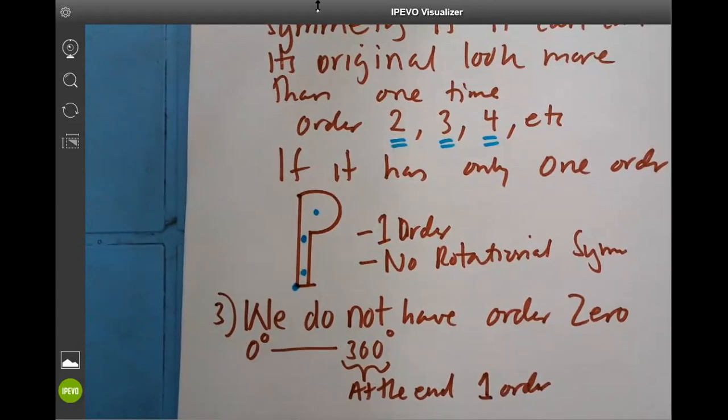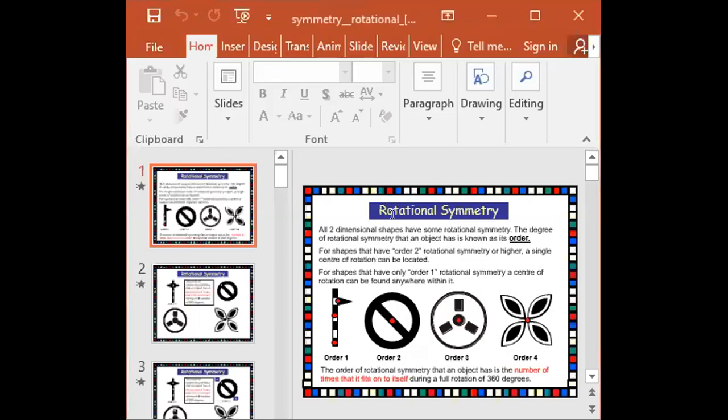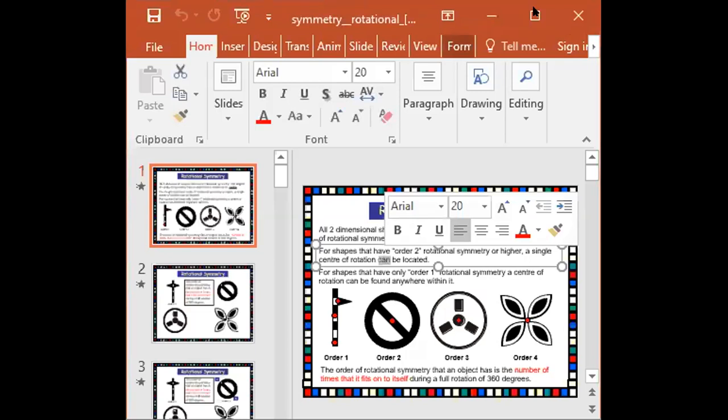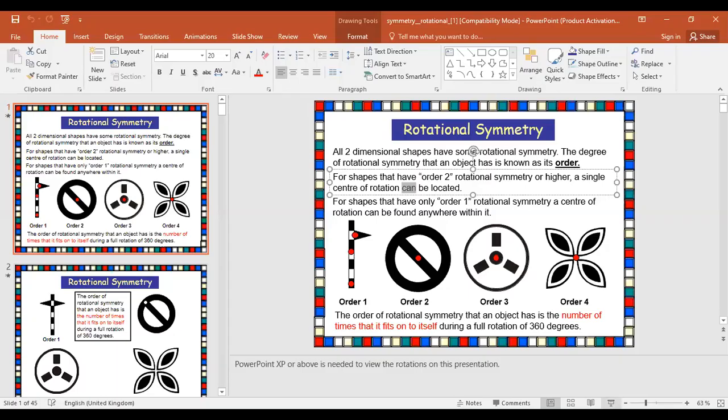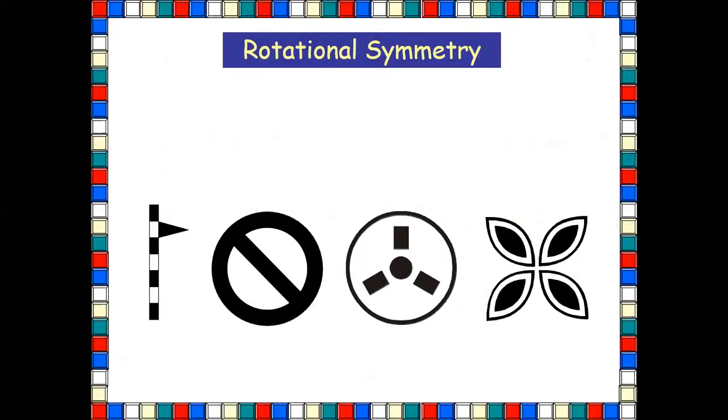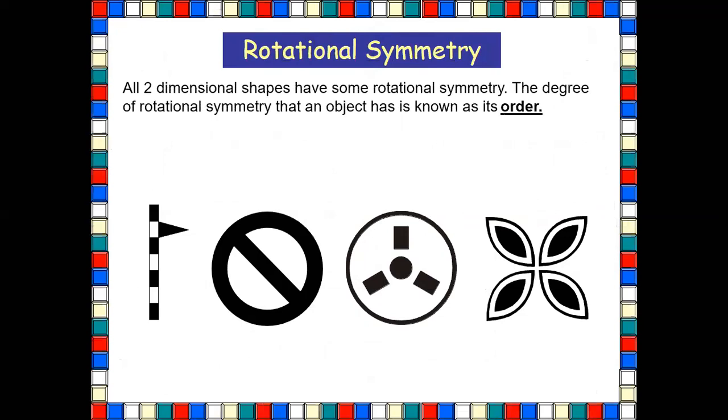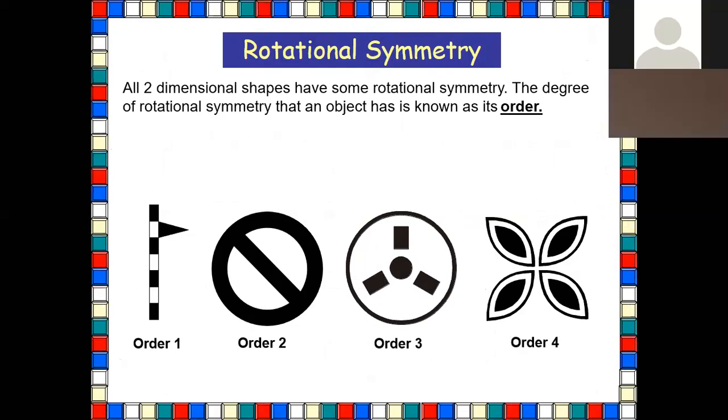Now, let's look at this. There we go. When you look at this shape here, it is showing us rotation symmetry. There you go, rotation symmetry. So when we are talking about rotation symmetry, all two-dimensional shapes have some rotation because of order one. We talk about order. When you have order one, it means we can rotate. See, order one, order two, order three, order four.